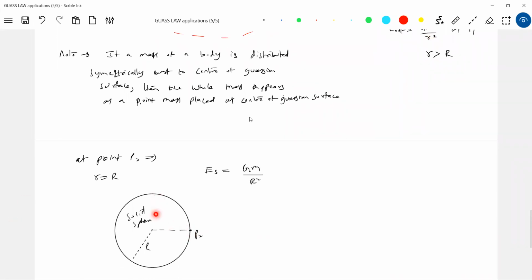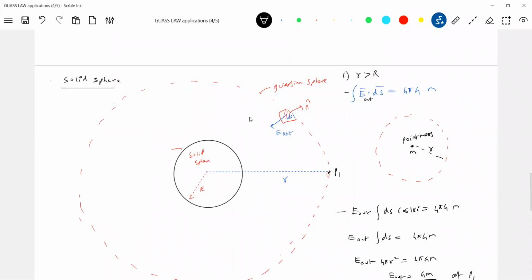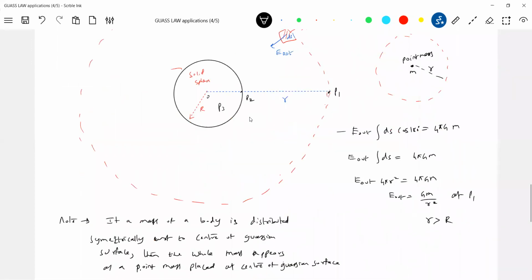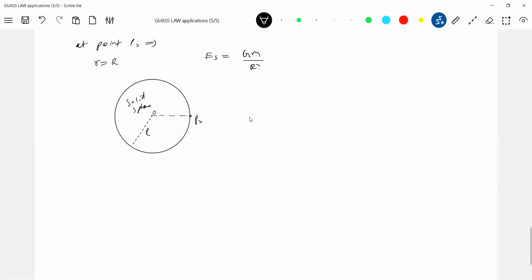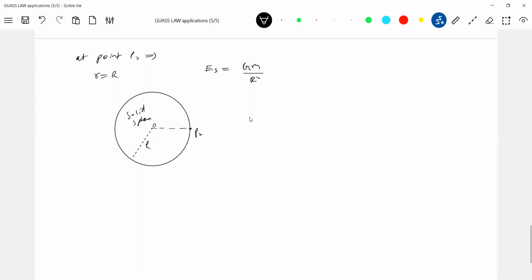Here it's like this, and O is the center. Next, we'll proceed to point 3. So point 1 is outside, point 2 is on the surface, and now I'm interested in inside the solid sphere. We already got outside and on the surface. Now we'll go inside. Inside the solid sphere, how much is the gravitational field strength? How to calculate that?